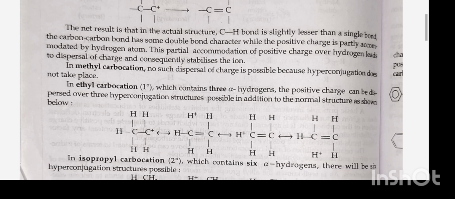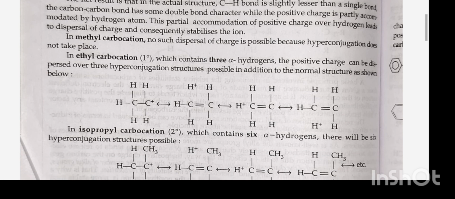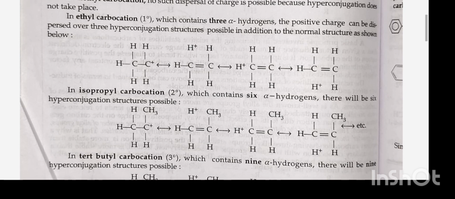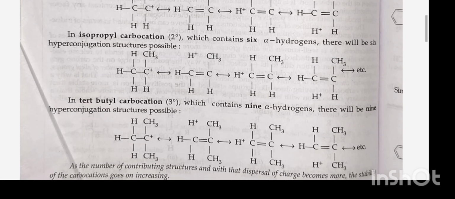In the methyl carbocation, no such dispersal of charge is possible, as hyperconjugation does not take place. In the ethyl carbocation, which contains 3 alpha hydrogens, the positive charge can be dispersed over 3 hyperconjugation structures possible in addition to a normal structure, as below. In the isopropyl carbocation, which contains 6 alpha hydrogens, there will be 6 hyperconjugation structures possible. In the tertiary butyl carbocation, which contains 9 alpha hydrogens, there will be 9 hyperconjugation structures possible.